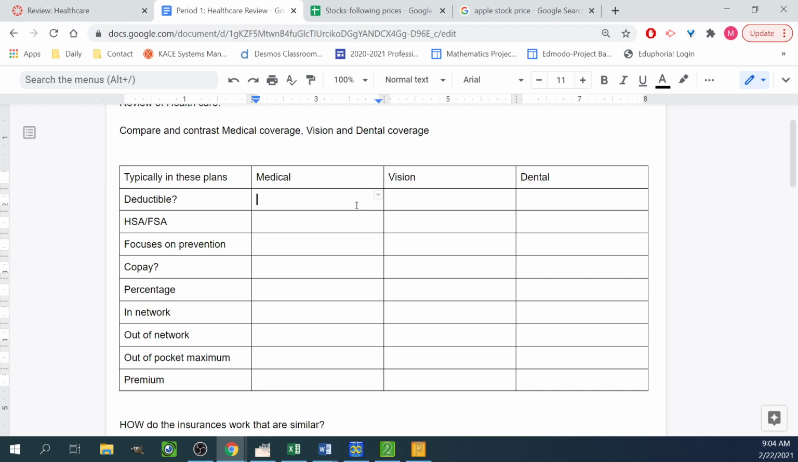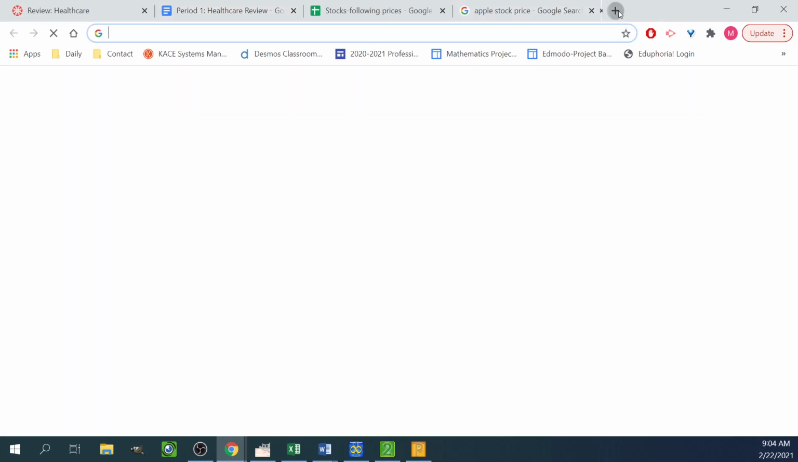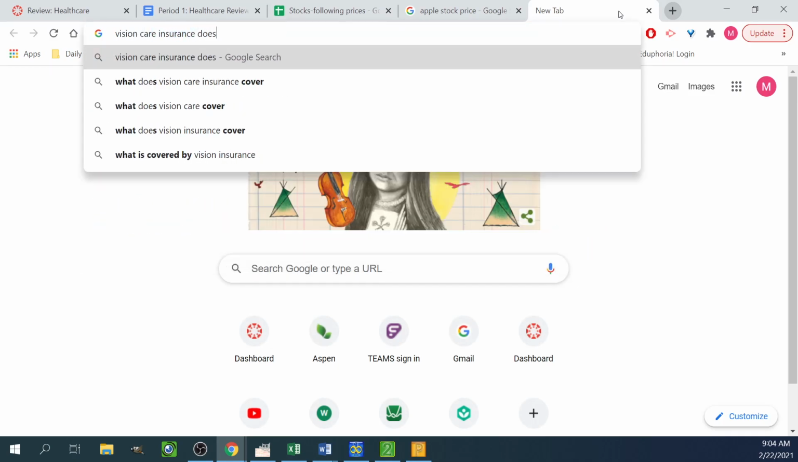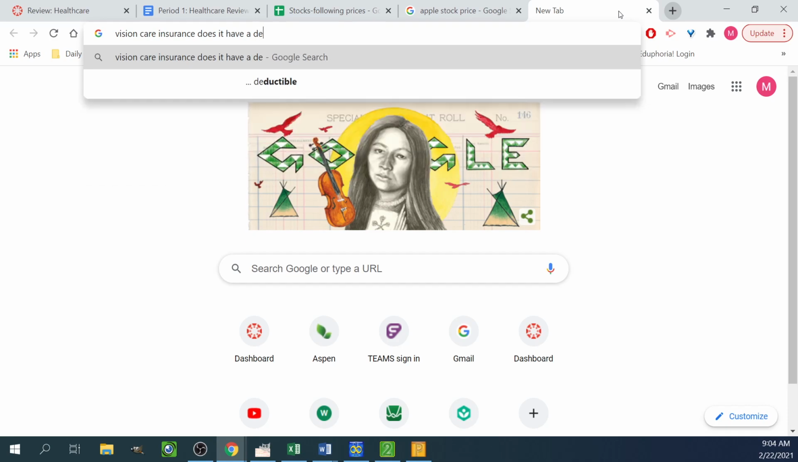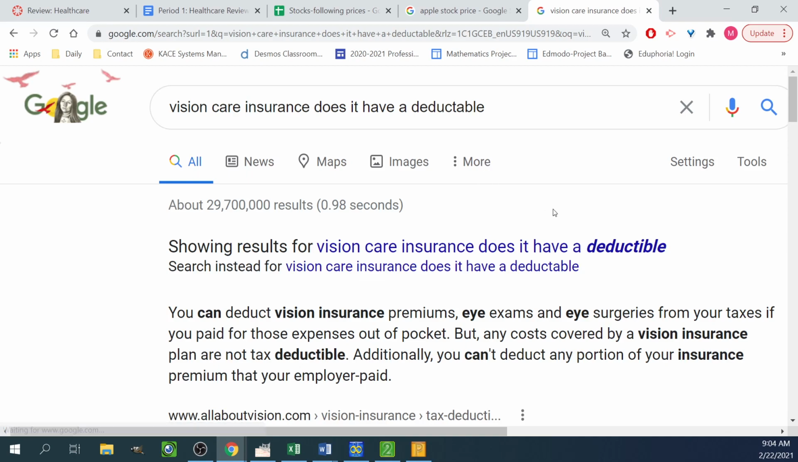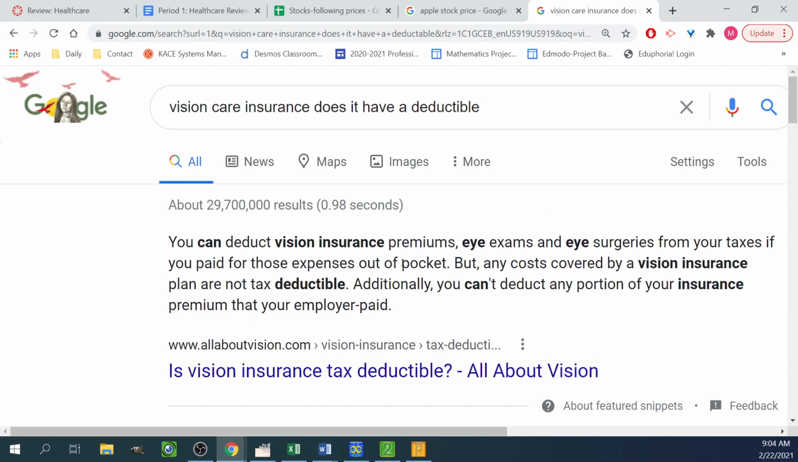Medical, vision, or dental? Medical. Definitely on medical. Does vision have a deductible? Well, let's find out. Very simple way to do it. Okay, boom. Okay, so this is saying, let's find out. Deductible.